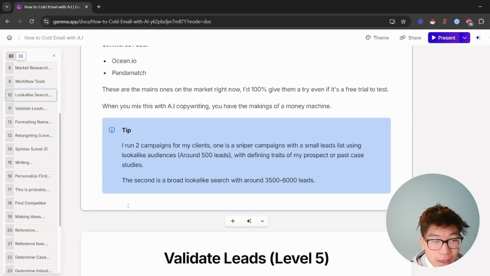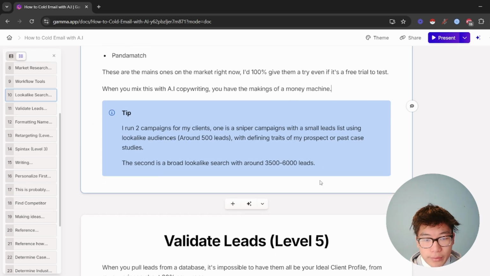So the tip, if you're lead gen or you're not even lead gen at all: I run two campaigns for my clients. One is a sniper campaign with a small leads list using lookalike audiences, around 500 leads, with defining traits of my prospect or past case studies. The second is a broad lookalike search with around 3,500 to about 6,000 leads per campaign. This way you have two campaigns running. One is hyper sniper and one is a general broad one. And obviously you'll personalize both.